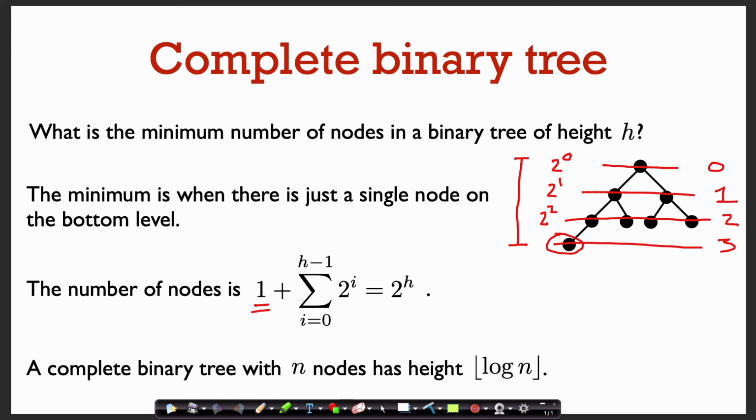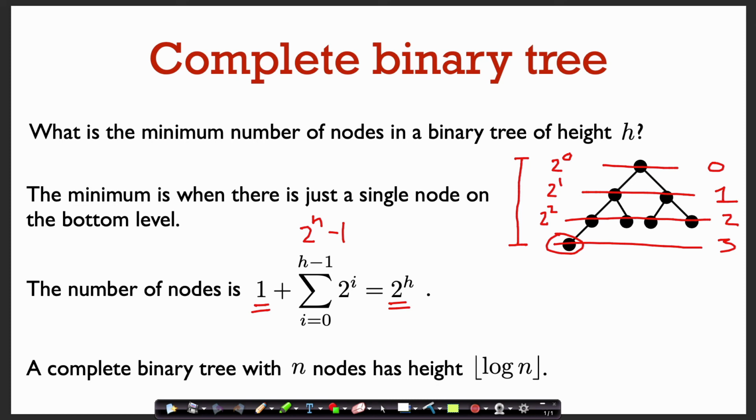But for every level above the last level, so for i equals 0 to h minus 1, we have 2 to the i many nodes. And you might recognize this sum here. It's just a geometric sum, and this is equal to 2 to the h minus 1. So we have 2 to the h minus 1 plus 1 here, so this is 2 to the h overall. That tells us that a complete binary tree of height h must have at least 2 to the h many nodes. And that's very good for us.